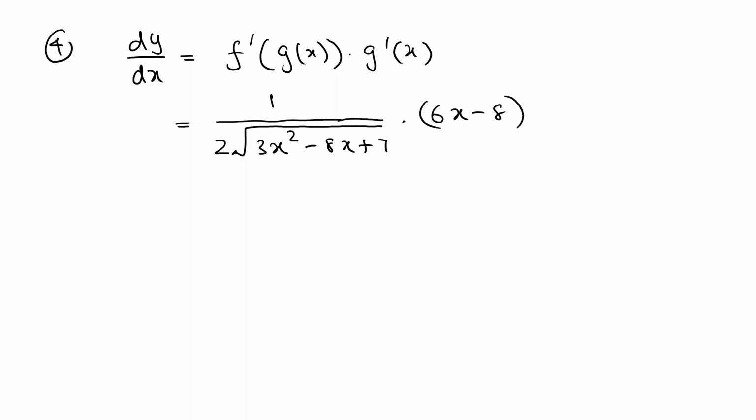So that's the answer. But if possible, we try to simplify, so this is a simplification step. You can see that you can cancel the 2 and divide by 2. So 6 divided by 2 is 3, and 8 divided by 2 is 4. We divide both because we cancel the common factor. So at the end, the final answer is simply 3x minus 4 divided by the square root of 3x squared minus 8x plus 7.